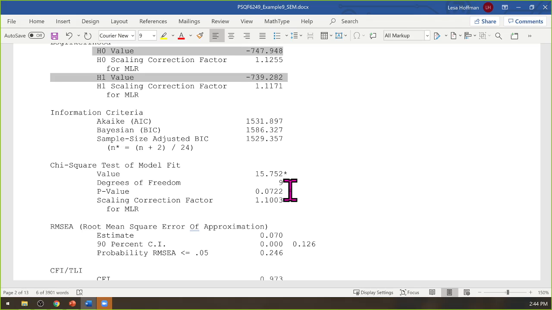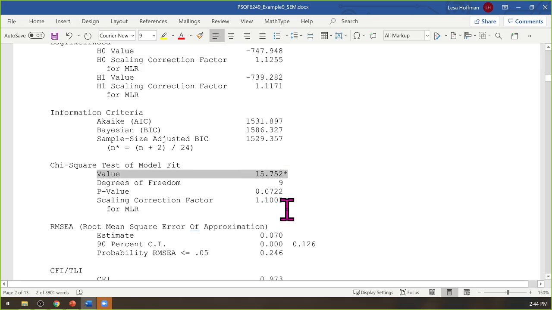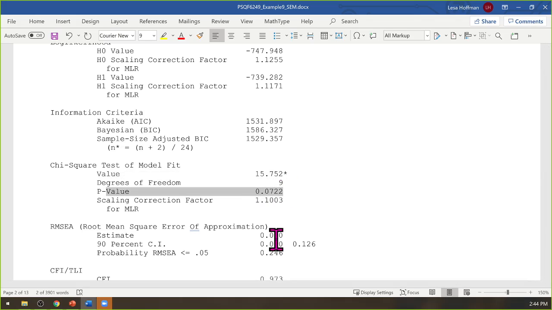Mplus does the -2 log likelihood difference corrected for the scaling factors and gives that to you as this chi-square test. The height is not significantly different from zero, close. The difference in height, and that's what the chi-square is testing. It's how far off is my height from the perfect height. And the fact that I have this p-value of 0.07 is telling me that it is not that far off. It is not worse. In other words, it fits. So my 6 indicators, the covariances between them are adequately predicted by the single factor model that I've fit.